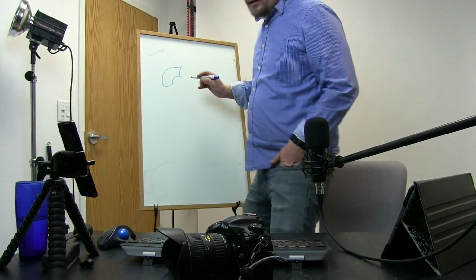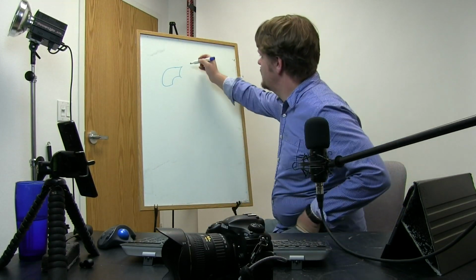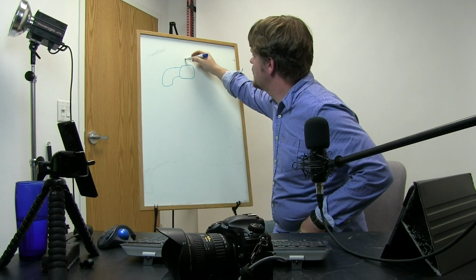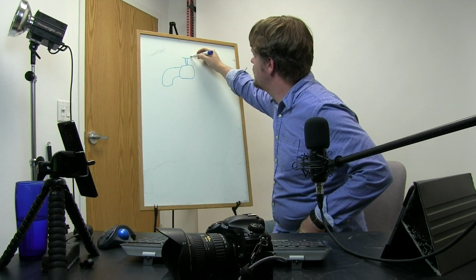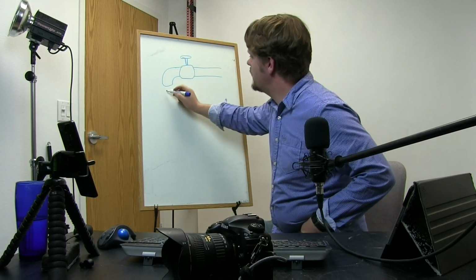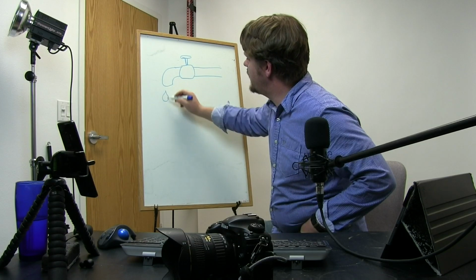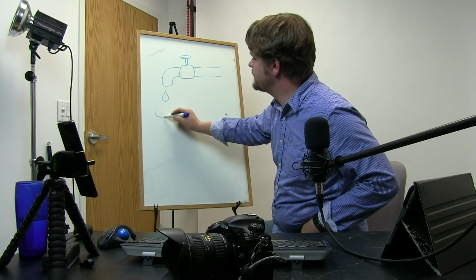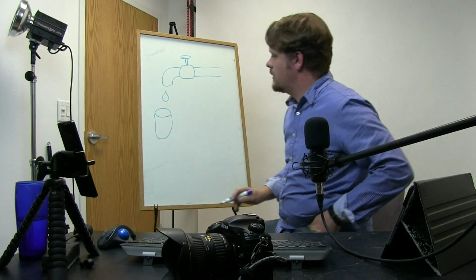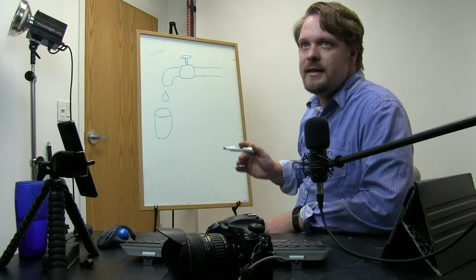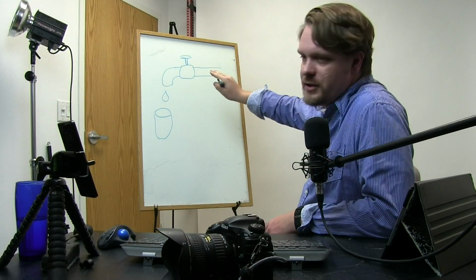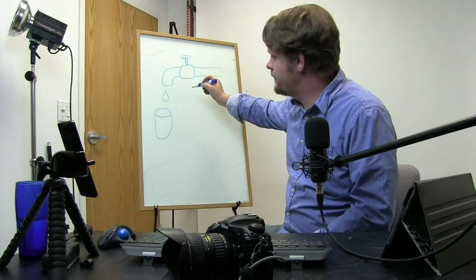So we've got a faucet, and it has the knob, the valve, if you will, and then there's a pipe, and then we'll have water coming out, and we have a bucket. So in this analogy, your shutter speed is the valve.